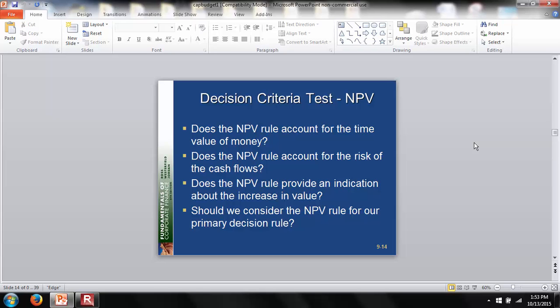Does the NPV rule account for the risk of the cash flows? It does. Does the NPV rule provide an indication about the increase in value? It does, because let's say we plug in the numbers and we find the NPV is 100. It basically tells you that you are increasing the value of the project by 100 if you take up this investment. Should we consider the NPV rule for our primary decision rule? That is the reason why academics always trust that the NPV is the best method.